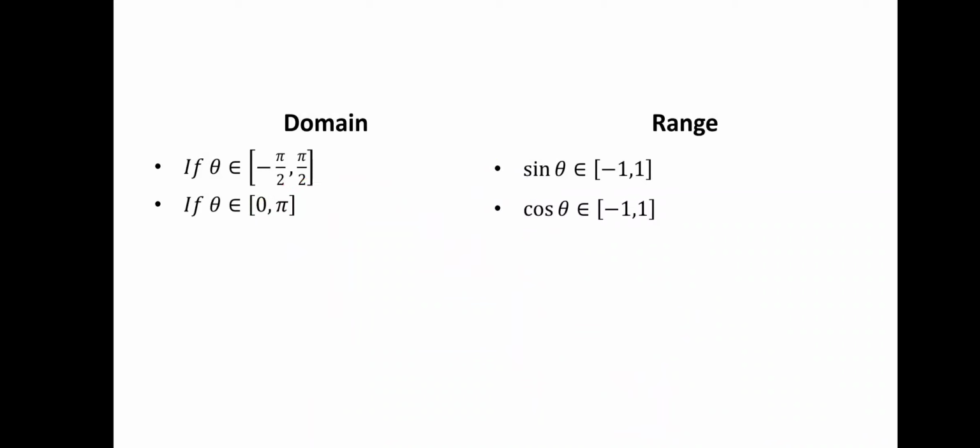Now the next one: if theta is between minus pi by 2 and pi by 2, except minus pi by 2 and pi by 2, so the minus 90 and plus 90 degree angles are left out but all values in between are taken, then tan theta lies between minus infinity and infinity. That means any angle between minus pi by 2 and pi by 2 can give tan theta values from minus infinity to plus infinity, or any value in between.